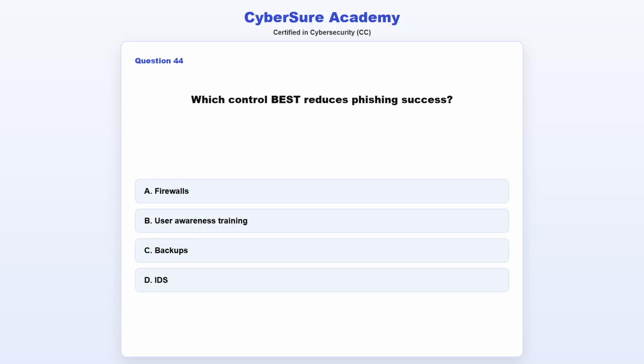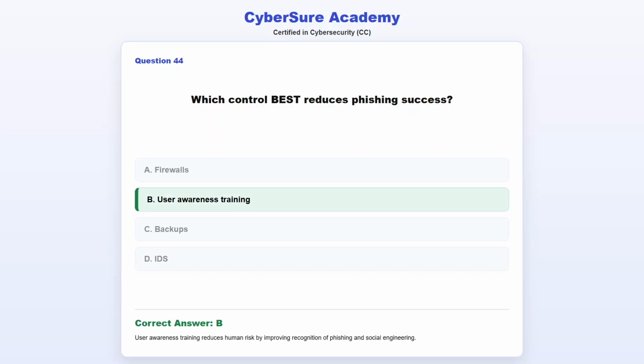Question 44. Which control best reduces phishing success? A, firewalls. B, user awareness training. C, backups. D, IDS. Answer to question 44 is B, user awareness training. User awareness training reduces human risks by improving recognition of phishing and social engineering.